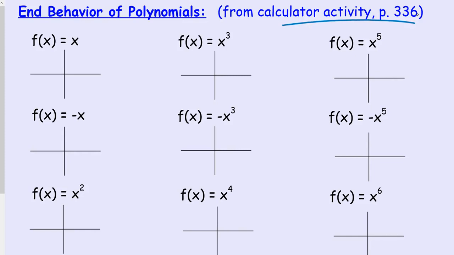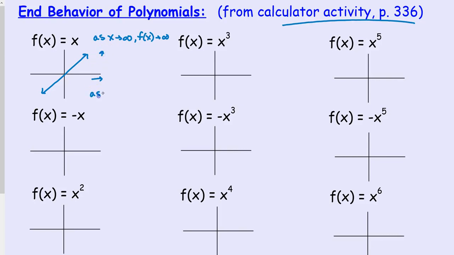Okay, so we know that if we have the line f of x equals x, it's just a line with a slope of positive 1, so the end behavior is that as x approaches infinity, so as we're going out to the right, the y values, or the f of x values, approach infinity. They're going up.